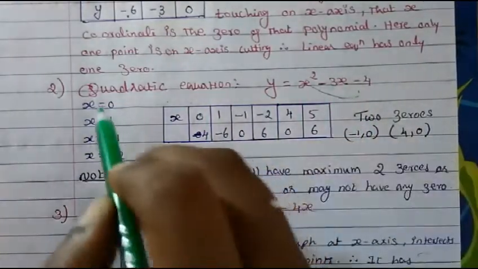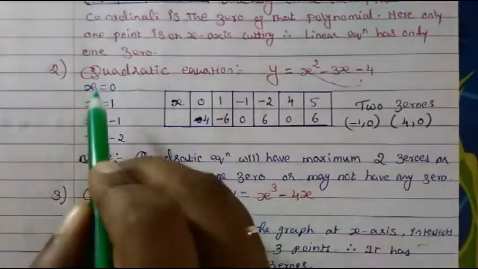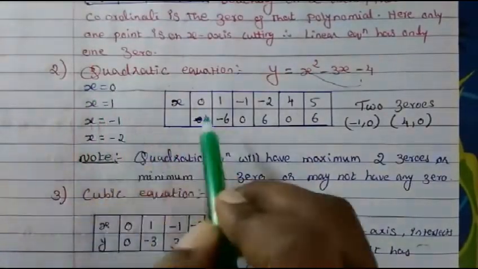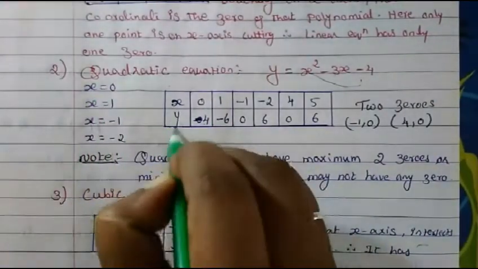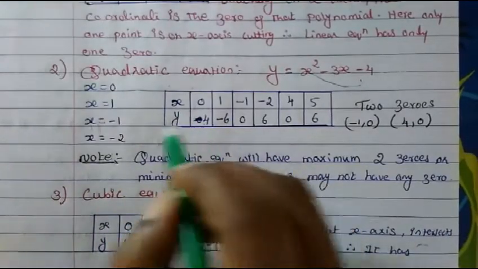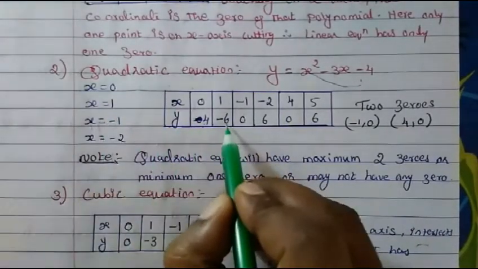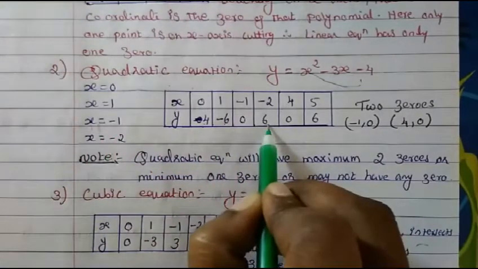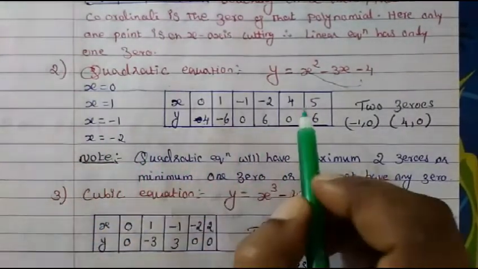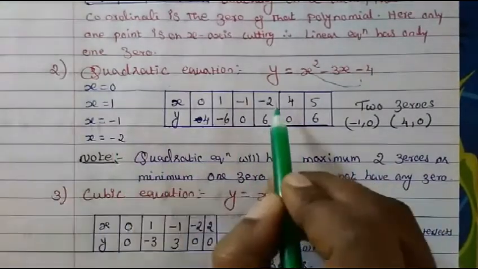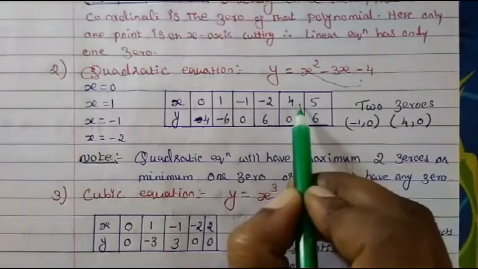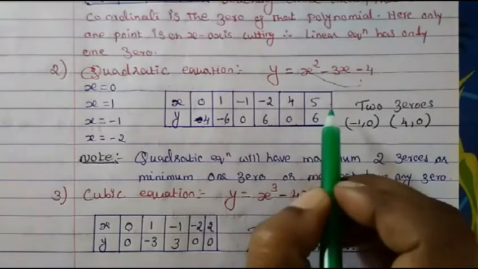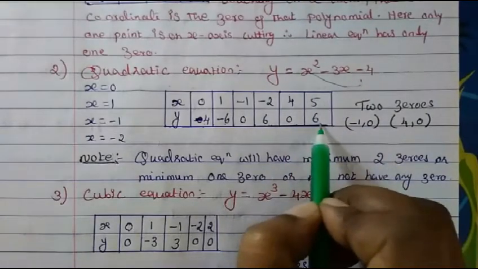Now same way as I showed you here, you have to do the calculation. If x is taken as 0, then I am getting y value minus 4. If x is taken as 1, then I am getting y value minus 6. If x is minus 1, then I am getting y value as 0. If x is taken as minus 2, y value is 6. If x is taken as 4, y value will be 0. If x is taken as 5, then y value will be 6.